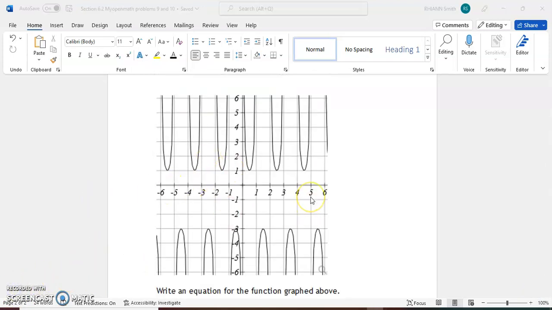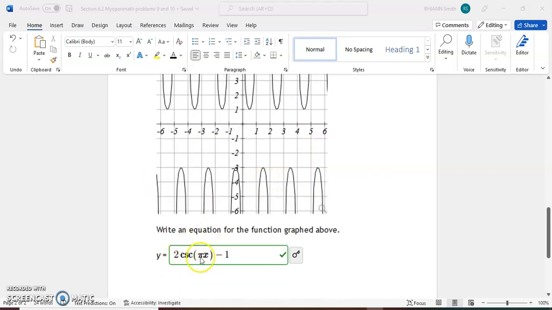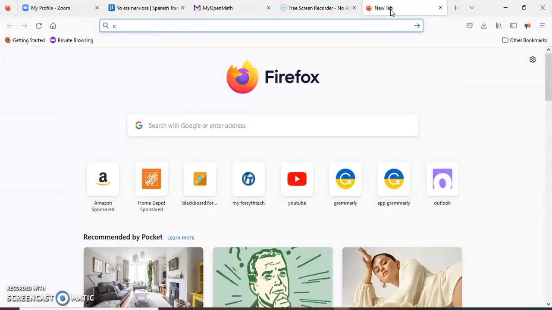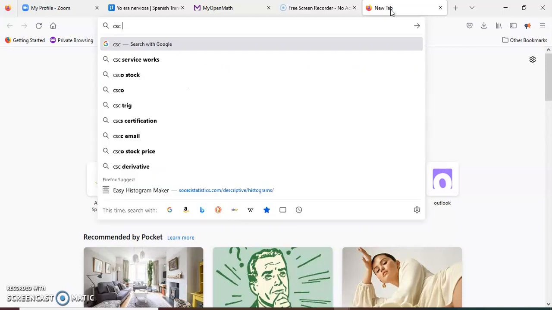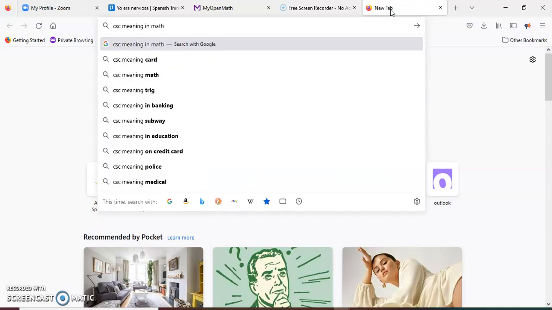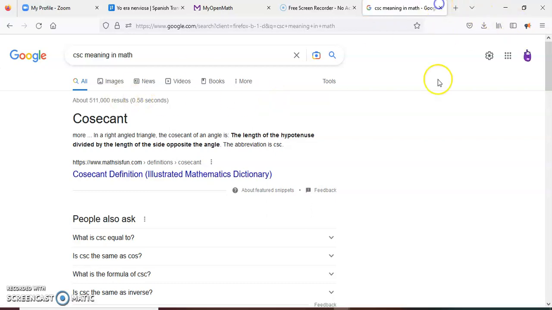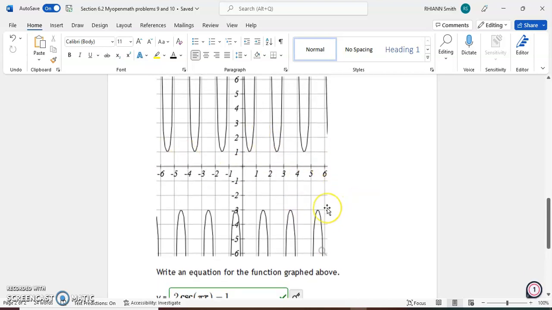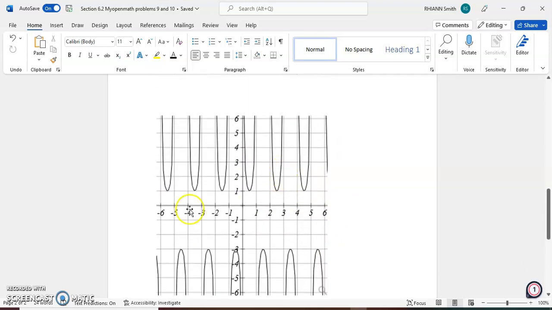So I am now back, and now we're going to do number 10. Just by looking at the graph, we can tell that this is a CSC type graph, as we can see here. I need to remember what CSC means, so give me 1 second. Cosecant, yeah. Okay, so this is a cosecant graph, or just CSC. So we already know that is going to be the same process.